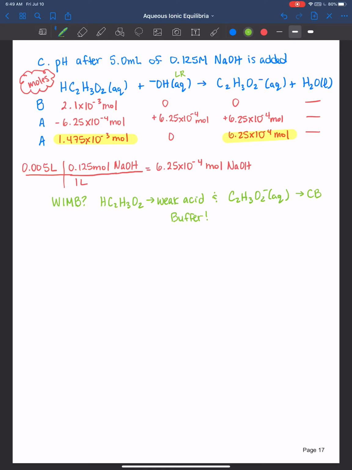All right, we've already determined that X is small enough to ignore for this problem here. And I've taught you before, if you have a buffer and X is small enough to ignore, then what equation can you use here? Excellent. You can use the Henderson-Hasselbalch. Remember, for buffer solutions only. So we will use the Henderson-Hasselbalch equation.